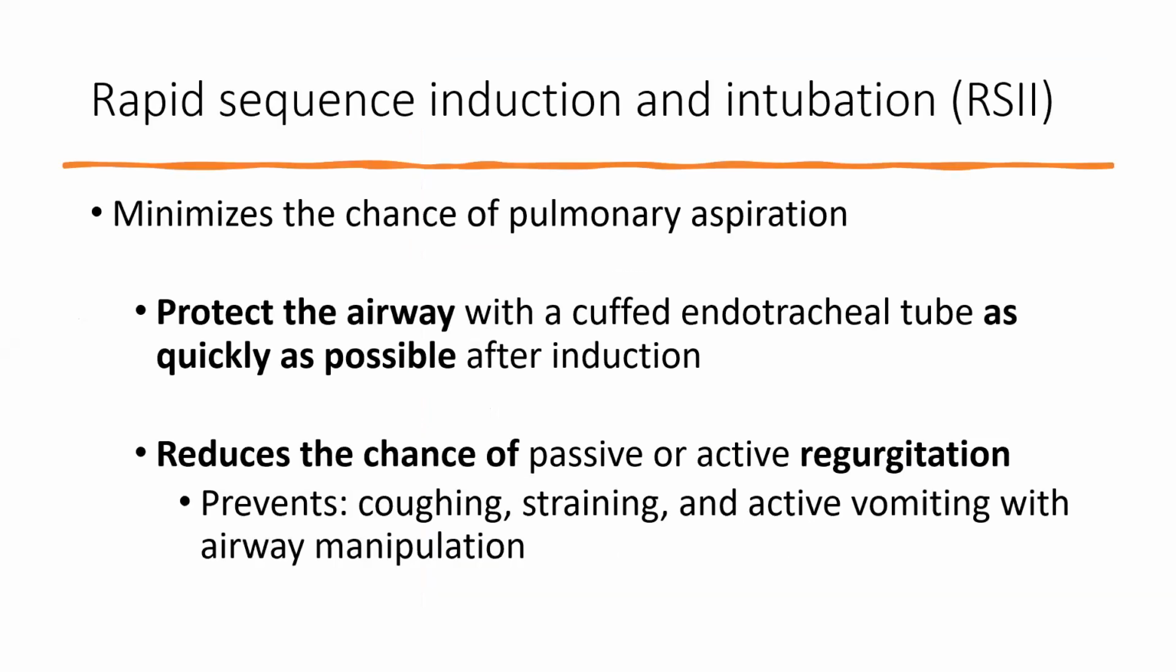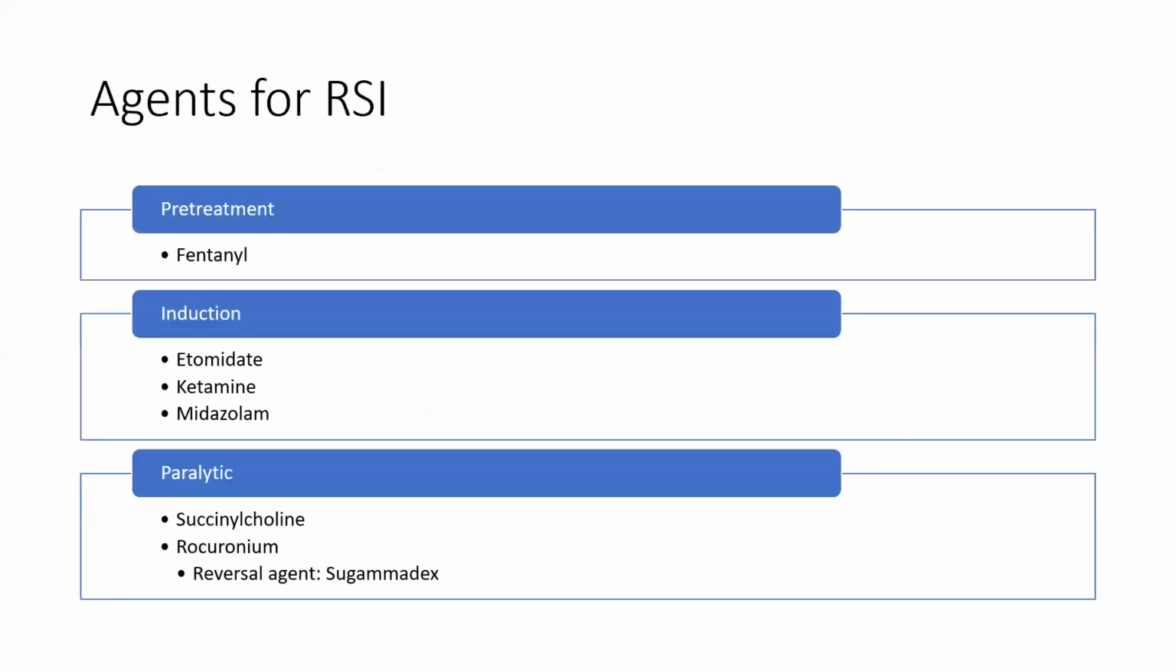The reason that we're working to implement rapid sequence induction and intubation is primarily to minimize the chance of pulmonary aspiration. When we're working to intubate patients, our goal is always to intubate them as quickly as possible to eliminate any prolonged hypoxia. But this also allows us to protect the airway quickly and reduces any chance of passive or active regurgitation, because our patients, when they're paralyzed, are unable to cough, strain, or have any emesis enter the airway as it's being manipulated.